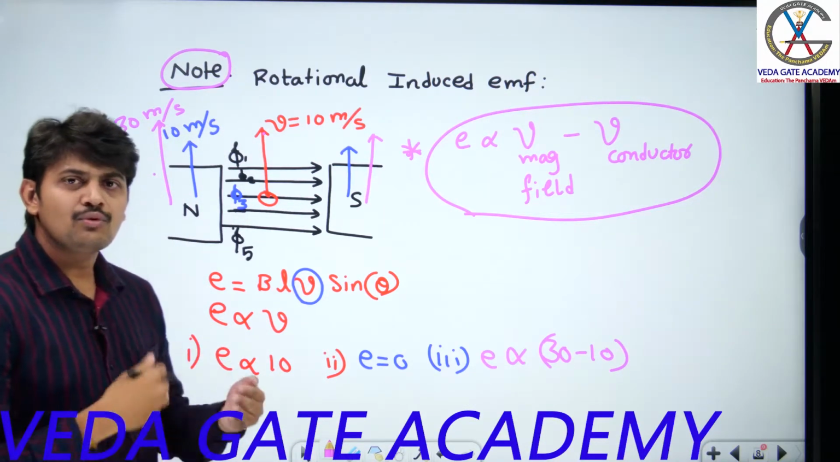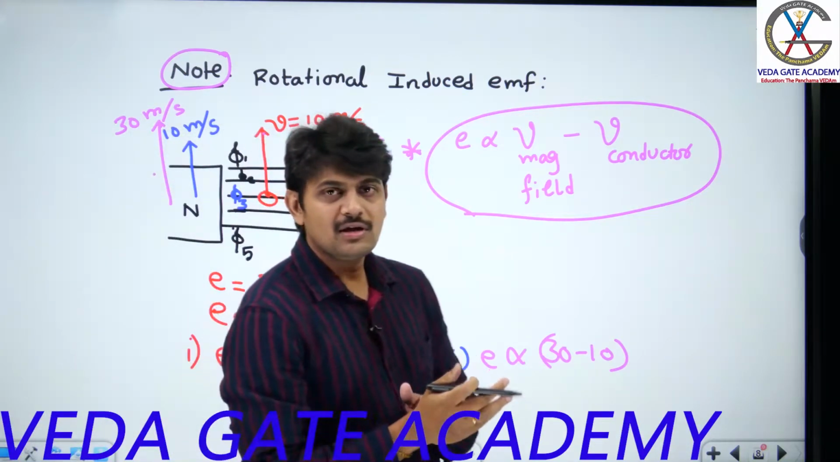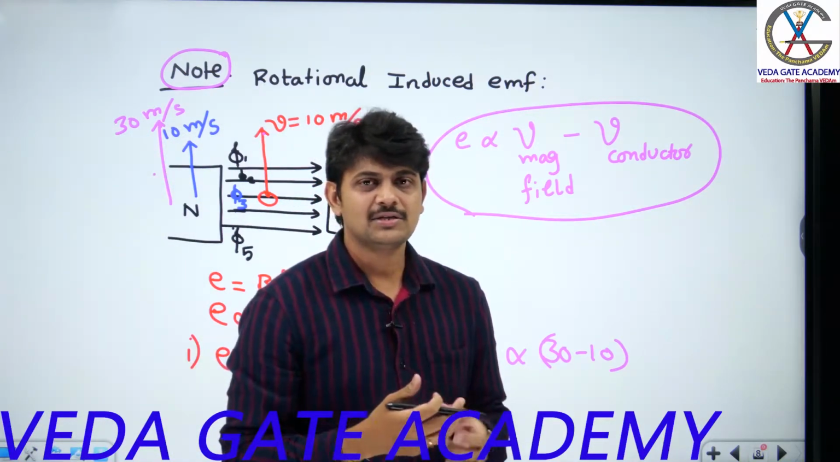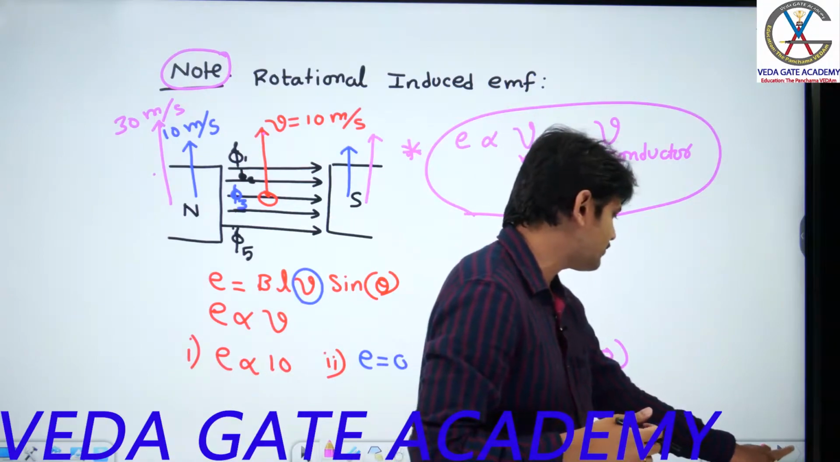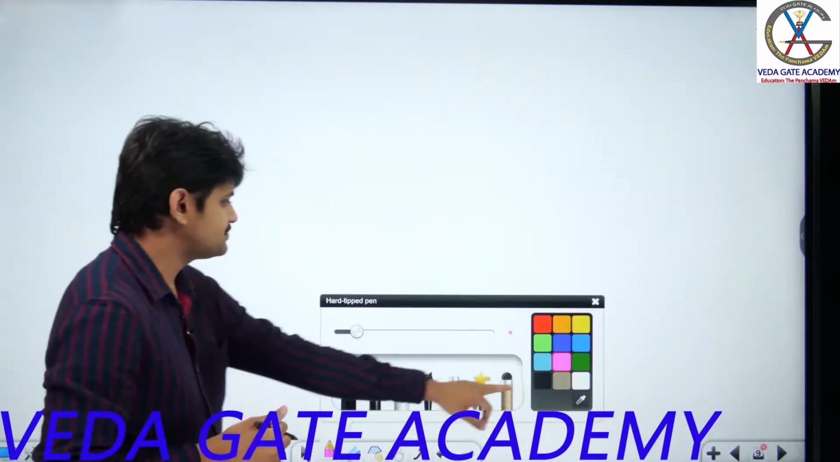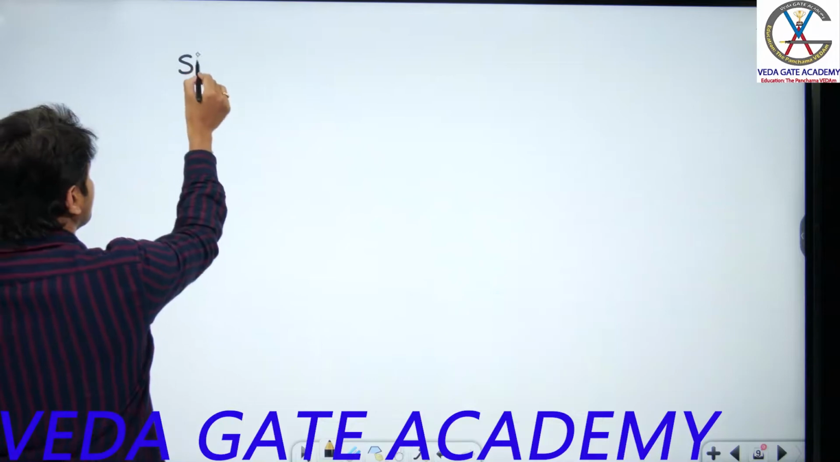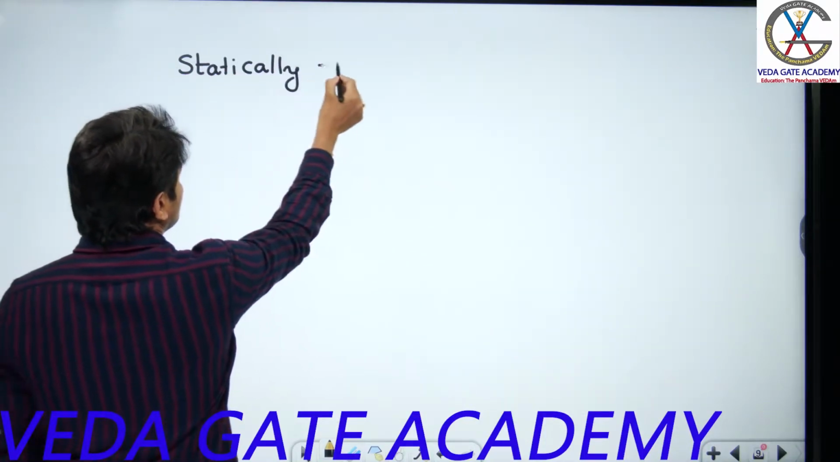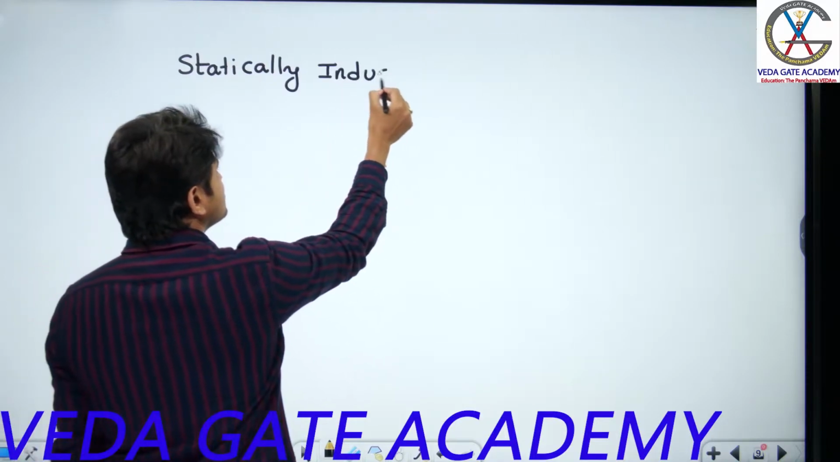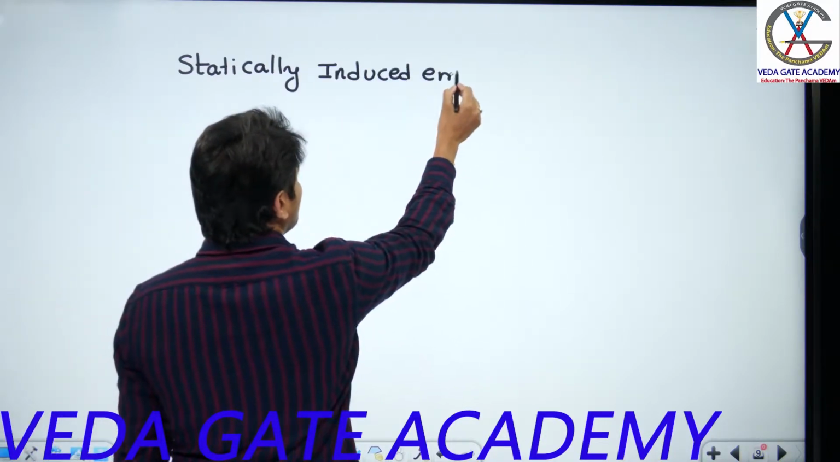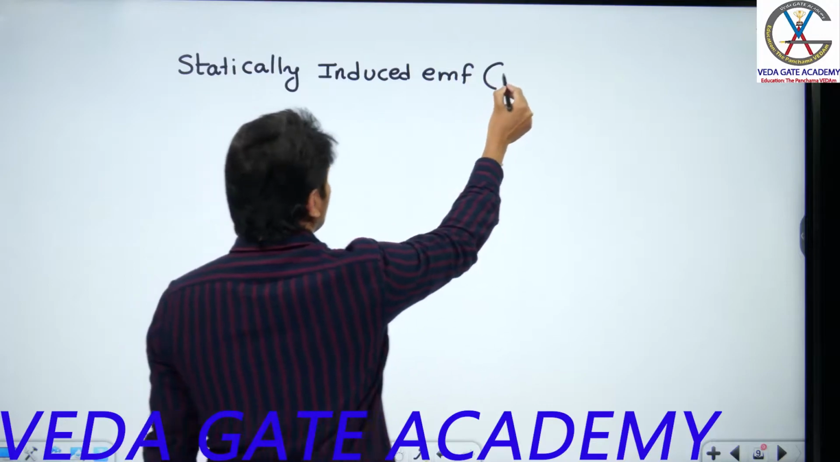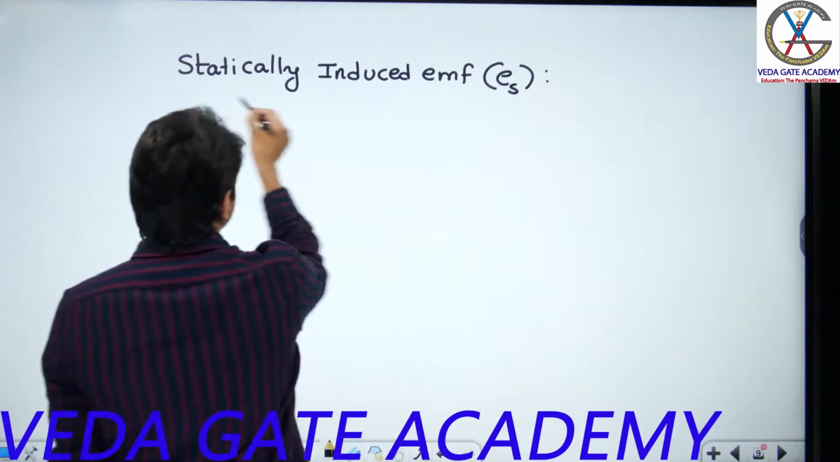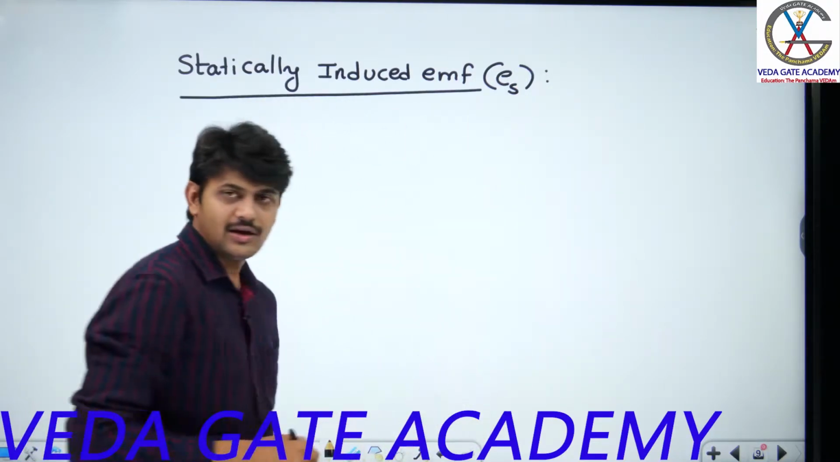Now we will move on to the next concept. What is that one? The second category of classification is statically induced EMF. So let me move on to the next one, statically induced EMF. Now we will first see the definition of statically induced EMF, and after that we will see how to determine the magnitude and direction of the statically induced EMF.